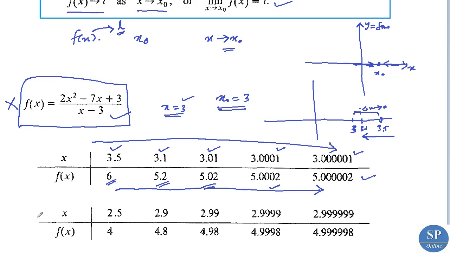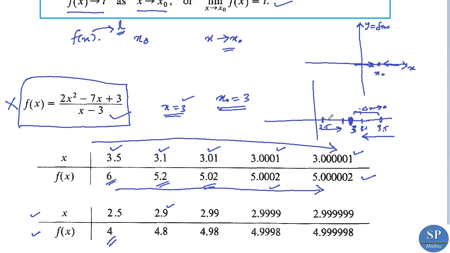In a similar way, if we find the values of f of x for values of x to the left of 3, we get this. First we take x equal to 2.5. So 2.5 will be to the left of this 3. It will be like here, 2.5. The corresponding value of f of x is 4. If you choose x equal to 2.9, as we are decreasing the distance, 2.9 will be here.